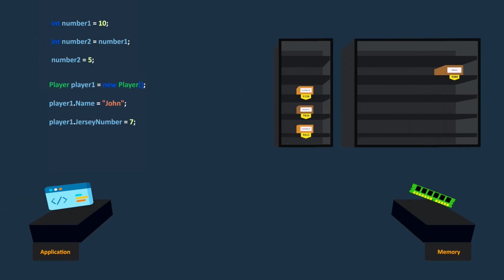Alright, now let's explore the assignment behavior of reference type variables. Unlike value types, when we assign a reference type variable to another, no actual data copying happens during this assignment. Instead, a new reference or pointer is created that refers to where the actual data is stored in memory. So, both variables refer to the same data in memory. Okay, let's illustrate this assignment behavior with an example.